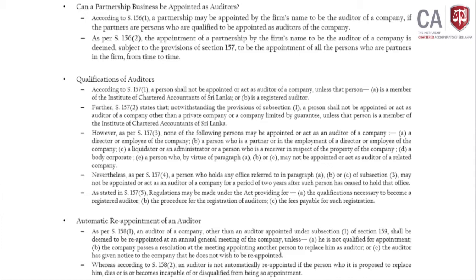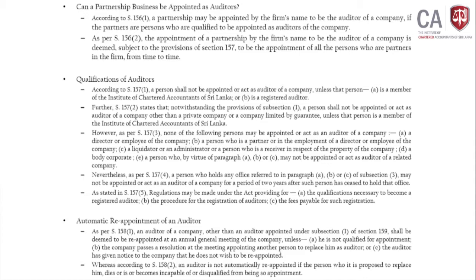Now, likewise, here the question arises as to what kind of status an audit firm can have. Can a partnership business be appointed as auditors, where there is a partnership business consisting of chartered accountants who have formed an audit firm? According to section 156, a partnership may be appointed by the firm's name to be the auditor of a company. So that means that if there is a partnership called ABC, an audit firm, then such a partnership can be appointed as the auditor of the company in its name.